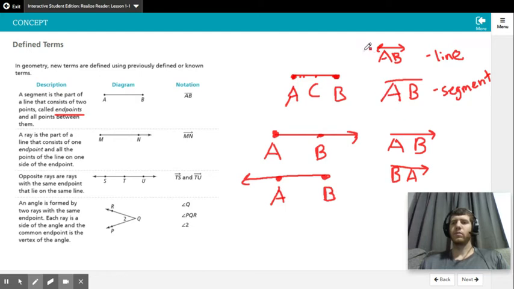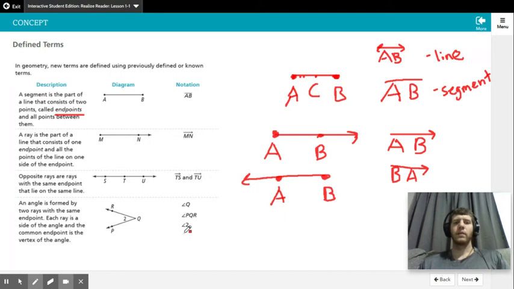And again, note the symbol differences here. For the line, you have the arrows on both sides of your symbol when you're naming it. For the segment, you don't have any arrows, and for the ray, you have one arrow, and that arrow is over the letter that's not the endpoint, the letter that you're going through to infinity.